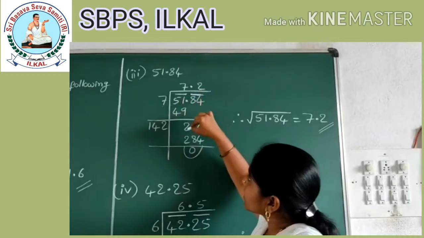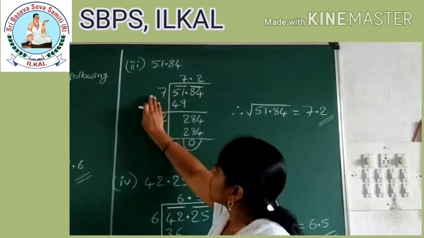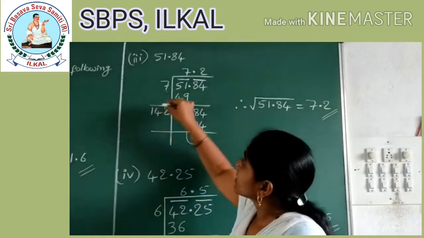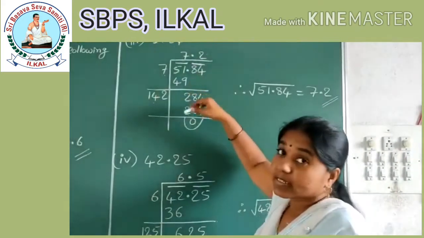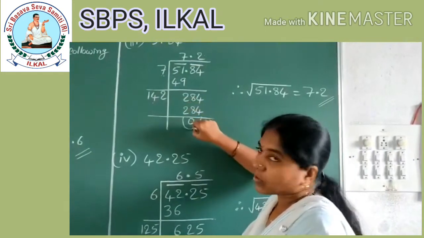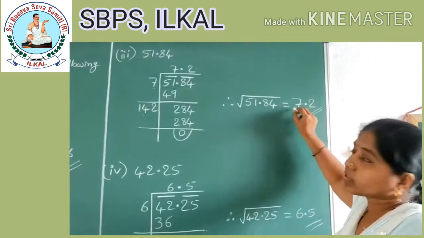51 minus 49 is 2. Next two digits we have to consider. 7 plus 7 is 14. Okay, and then for the next square I consider 2 twos are 4. 14 twos are 28, so 284 minus 284 is equal to 0. Therefore, the square root of 51.84 is equal to 7.2.